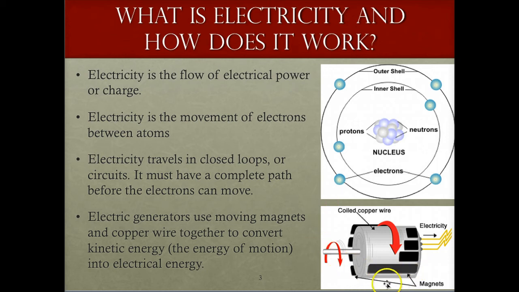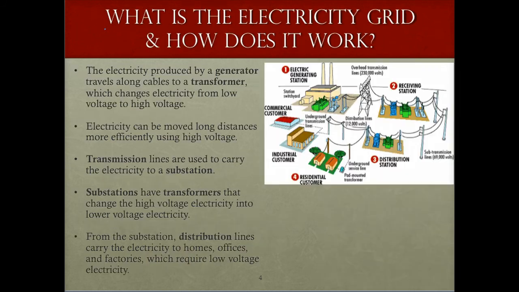Electric generators use moving magnets and copper wire together to convert kinetic energy, the energy of motion, into electrical energy. But they must have a primary energy source to be able to generate the kinetic energy needed to move the magnets. The electricity grid is a complex system made up of generators, transformers, transmission and distribution wires, substations, and end users.